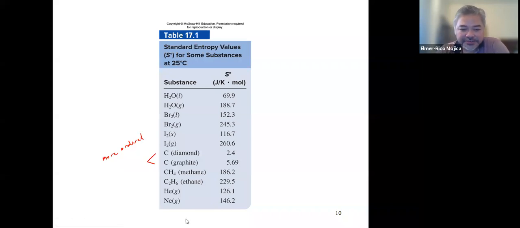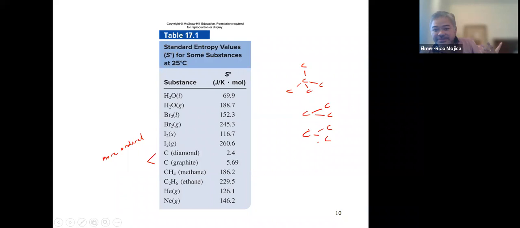Based on the given value, the more ordered one is the diamond because it has a lower entropy value. As you could see in your Gen Chem 1, what shape is the diamond? The carbons are arranged in, you still remember the molecular shapes? What do you call that shape? Okay. They are arranged in a tetrahedral form, while in graphite they are arranged in a sort of layer, right? So there's a layer of the carbon there, and then there's a layer around here. So that's a little bit more disordered compared to the diamond. So that's what it means here.